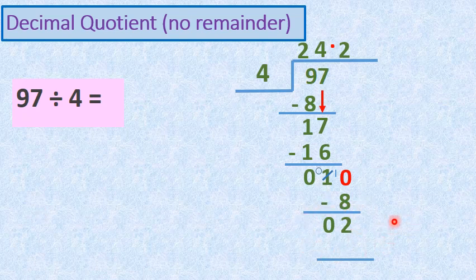So shall we keep this remainder over here? No. What are we supposed to do? We're going to put another 0. Now 4 times what gives me 20? 4 times 5. So 4 times 5, it's 20. 20 minus 20 is 0.